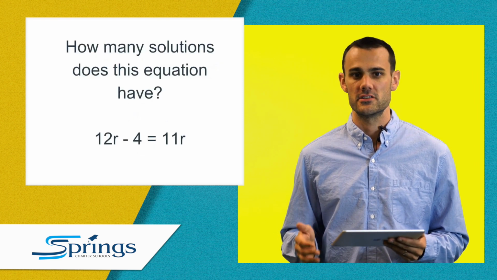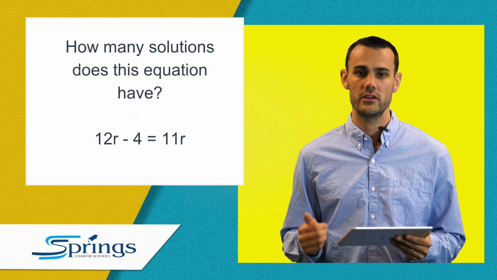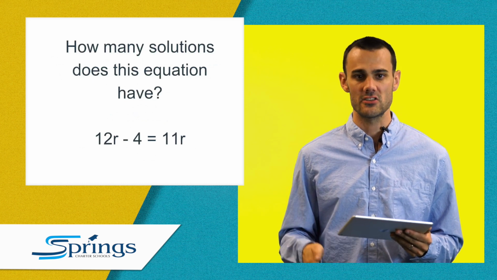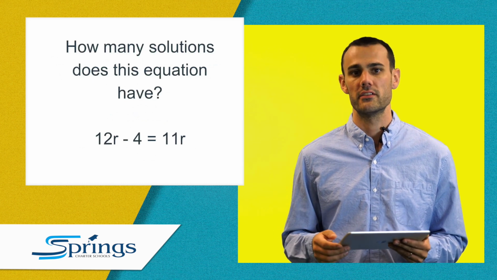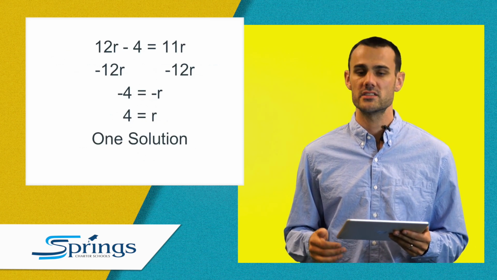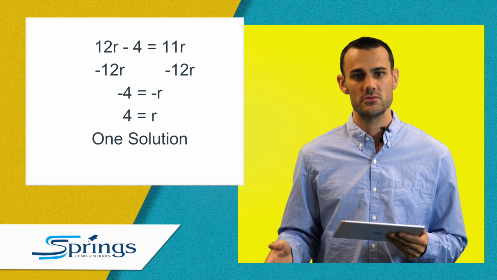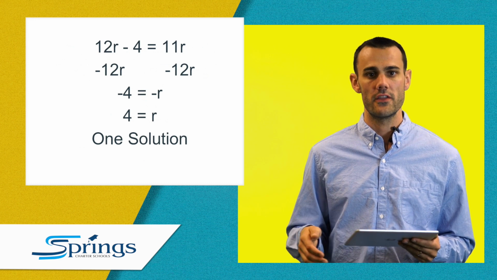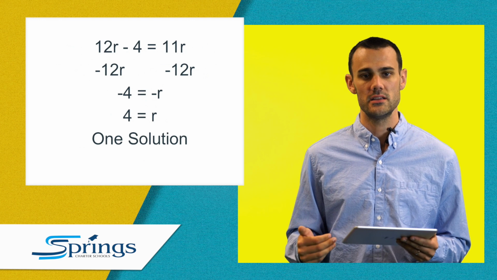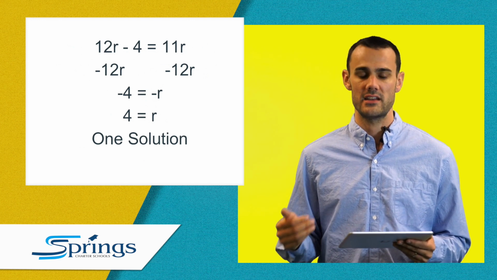So we're going to look at this very first equation. How many solutions does this equation have? 12r minus 4 equals 11r. To figure out how many solutions it has, we need to solve it. So let's start solving for the variable r. What I'm going to do is put all the variables on one side of the equal sign and all the constants, or all the numbers, on the other side. So I'm going to subtract 12r from both the left side and the right side in order to keep our equation balanced. When I do that, I get negative 4 equals negative r.